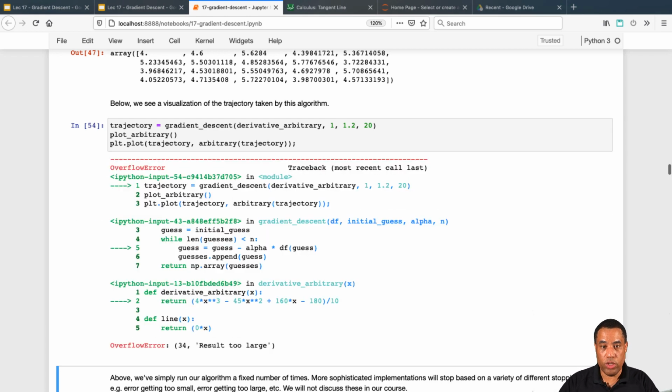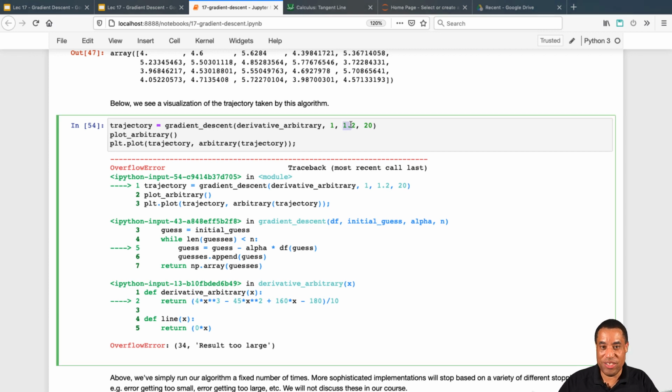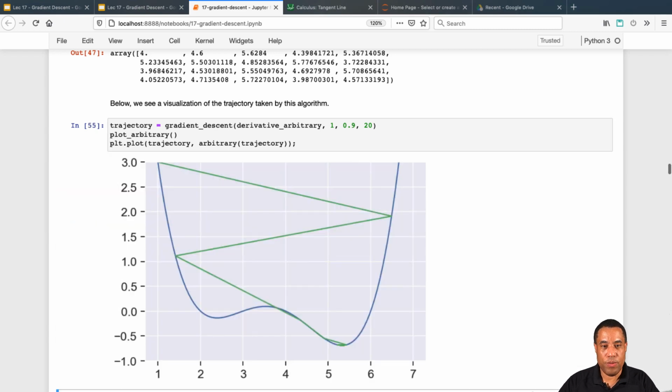So let's look at 1.2. So that didn't converge, ended up jumping all over the place and broke things. So that's another challenge we face. Let's try a little bit smaller value. And here we can see we take big jumps all over the place, but we actually do find pretty close to our minimum.